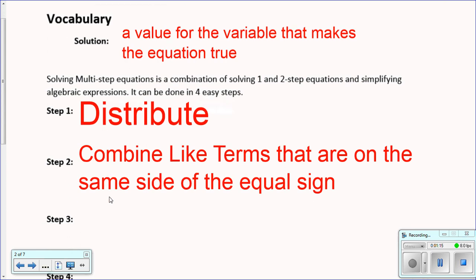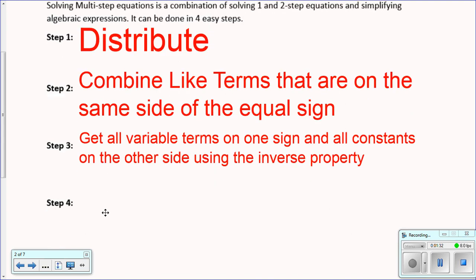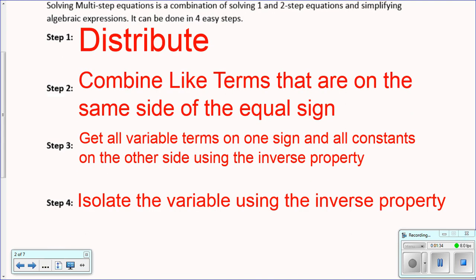Step 3 is you want to get all your variables, and guys, paraphrase this if it's too long, because I know I get very wordy. Get all the variables on one side and all the constants on the other side, and we use the inverse property to do that. I'll show you what it looks like. And then step 4, isolate the variable and just get it by itself. So, if you need a minute, pause the video. Otherwise, let's move on.